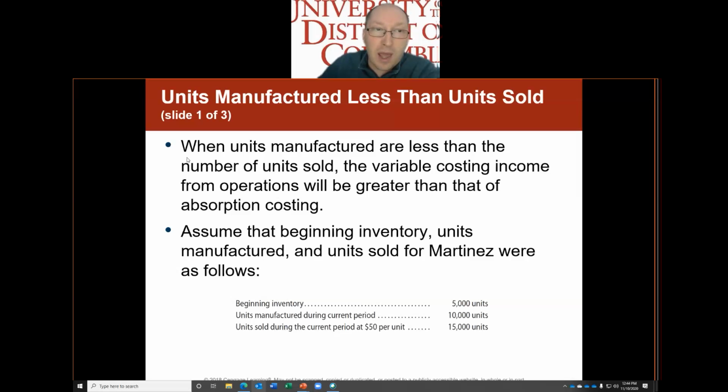So what happens when units manufactured are less than units sold? The variable costing income from operations will be greater than the absorption cost. So it's kind of like the opposite, right? Beginning inventory balance of 50,000. So here's an example. We have beginning inventory of 5,000 units. We manufactured an additional 10,000 units during the period, and we sold 15,000 units during the period at $50 per unit.